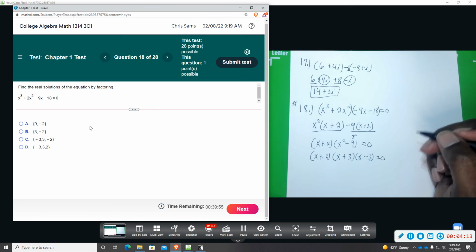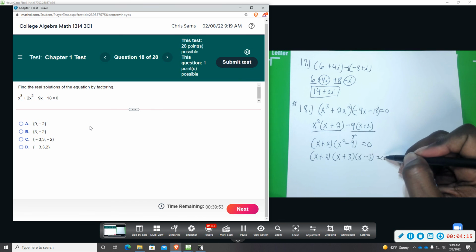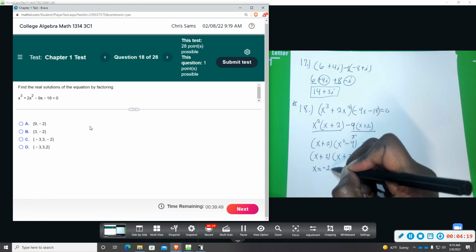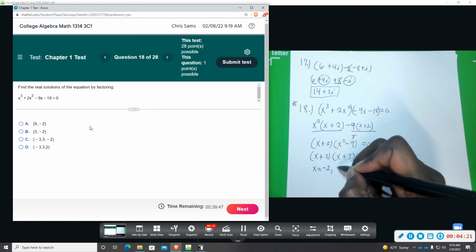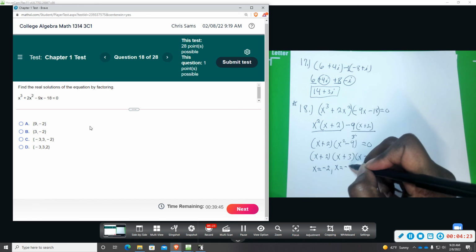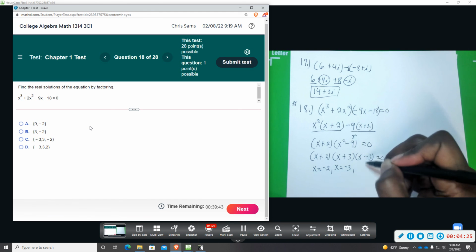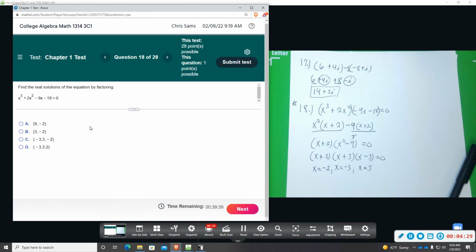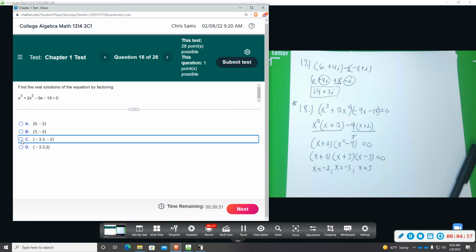And then once all those are done, we can set them equal to 0 and solve. So we will get x equals -2 for that one, x equals -3 for this one, and x equals +3 for that one. So answer choice C.